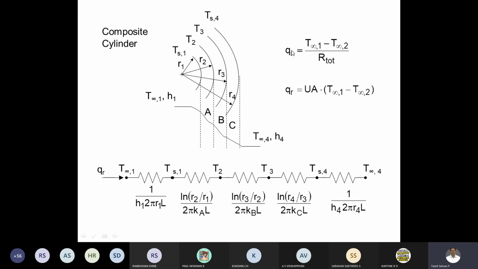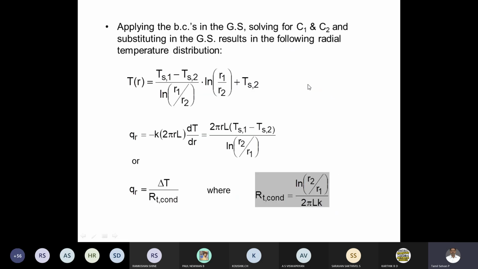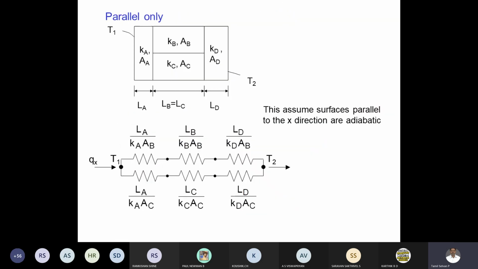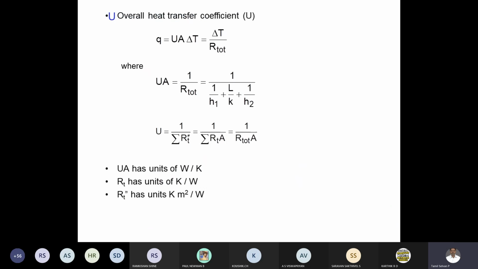In some cases you will be asked to find the overall heat transfer coefficient, capital U. Capital U I have already told you about in the very first class. Capital U is nothing but 1 by sigma R_T into A, or 1 by R total into A. So if you are asked to find the overall heat transfer coefficient, you are expected to find that also.